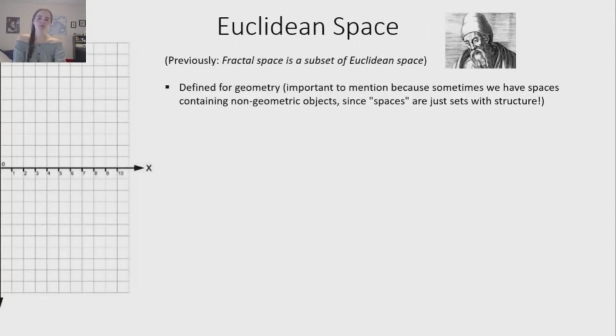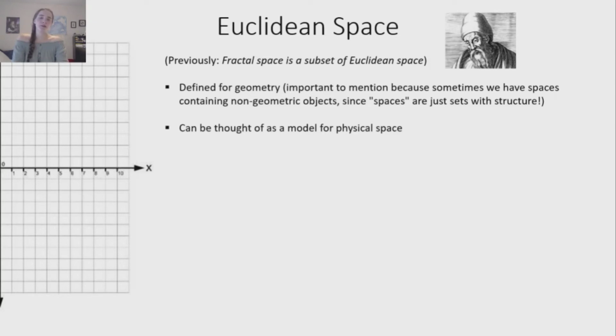Previously we said that fractal space is a subset of Euclidean space, and this is our buddy Euclid right here. This is defined for geometry, which is important to mention because sometimes we have spaces containing non-geometric objects, since spaces are just sets with structure. So we are talking about a geometric kind of space here, a space in which geometric laws apply, which is why we can do certain types of analysis on fractals.